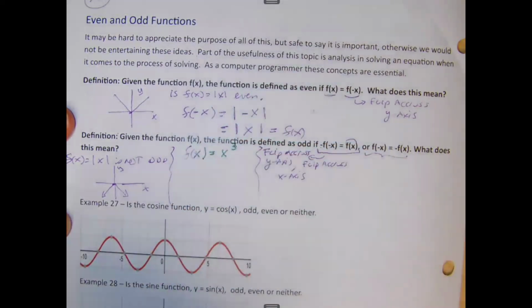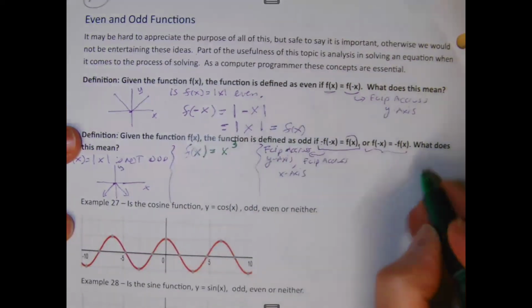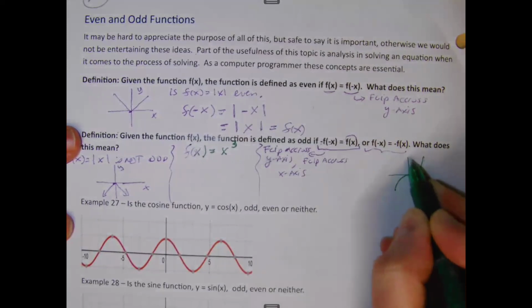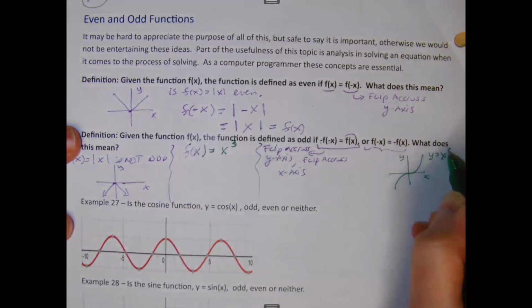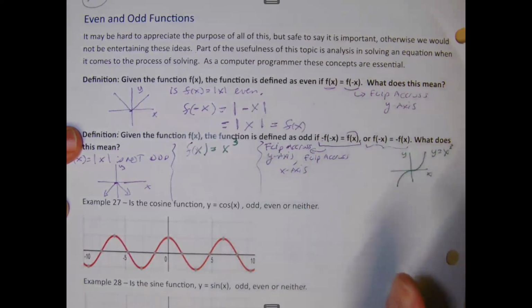X cubed. I claim f of x equals x cubed is odd. I don't know what this looks like. This is one of your basic functions. Sometimes people also call it the parent function. So now let's see if this is odd.